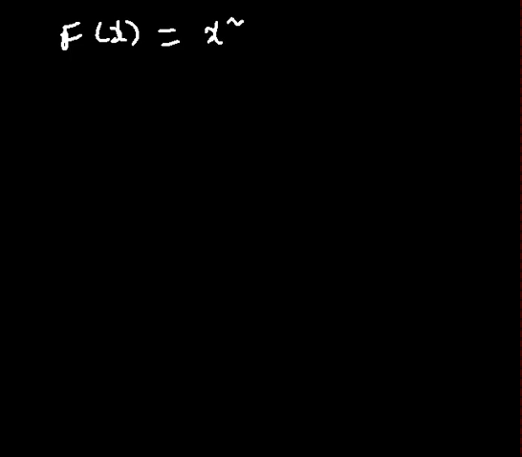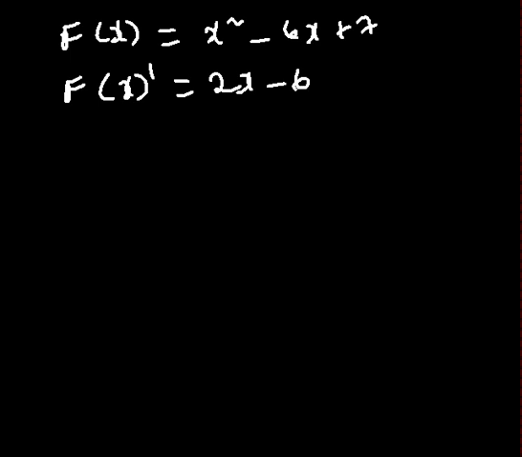x squared minus 6x, and let's say plus 7. So how do you think we should find the local max as well as the local min for this case? The principle remains the same. We should take the first derivative, which is 2x minus 6, and we should set that to 0.